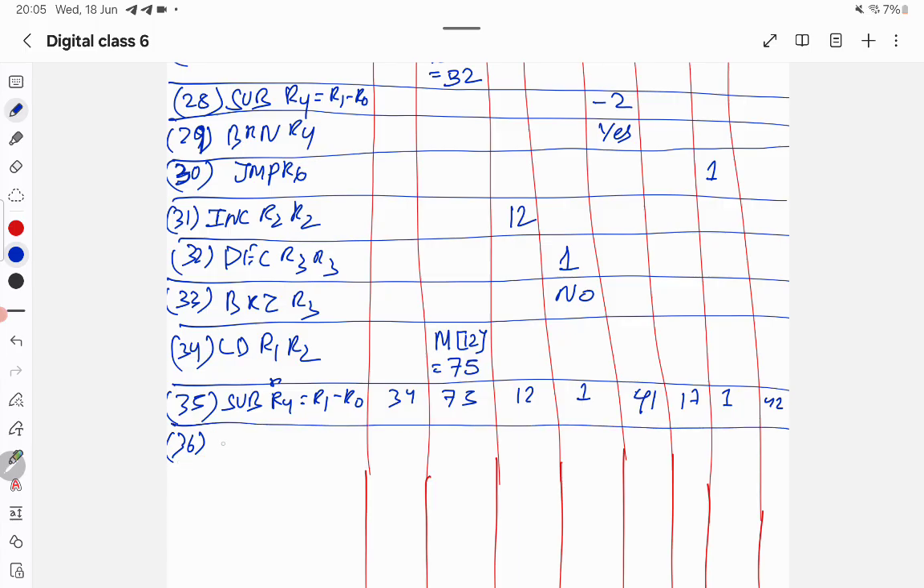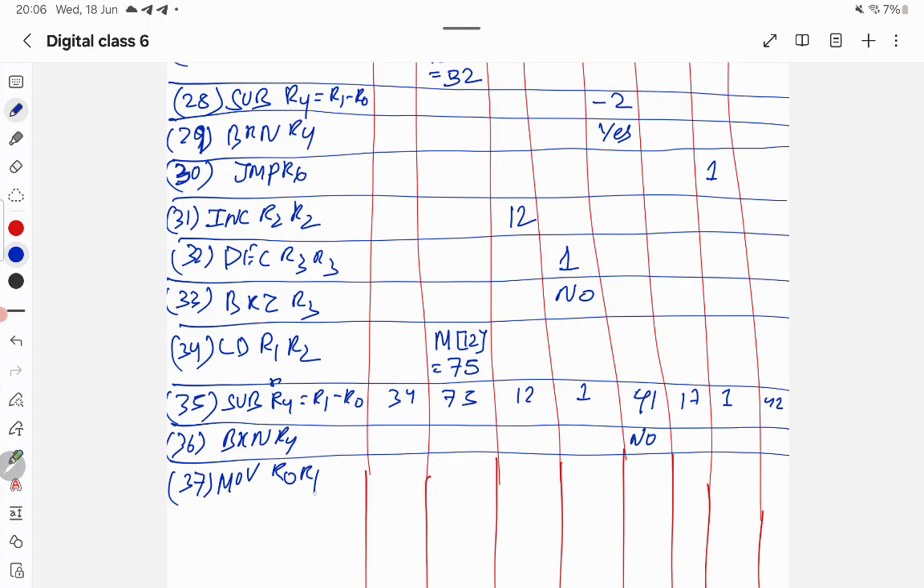Is it negative? BRN R4. So 41 is not negative, so no, I am writing. So will it follow this jump? No. Then the next instruction will be move. If it follows, then it will go here. If it doesn't follow, it will start from here.